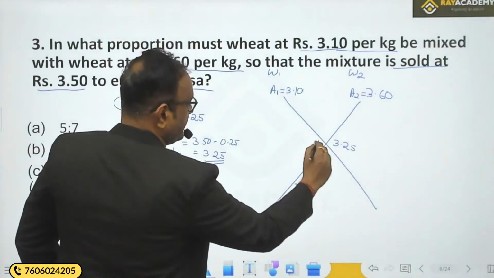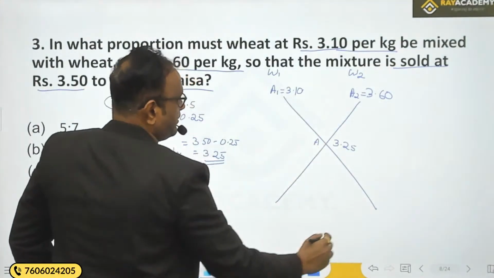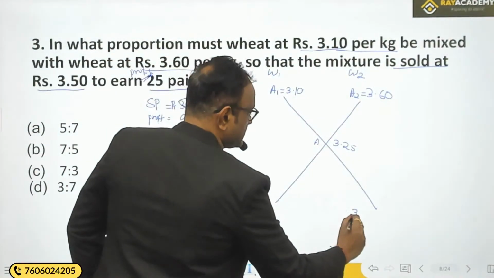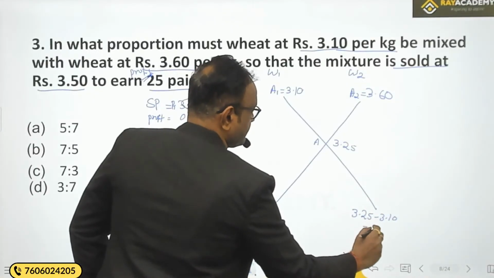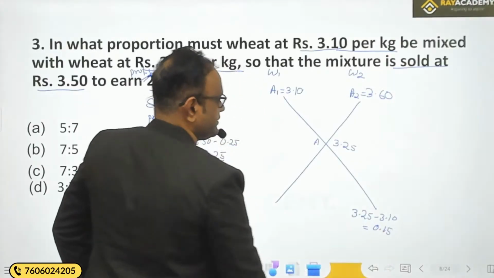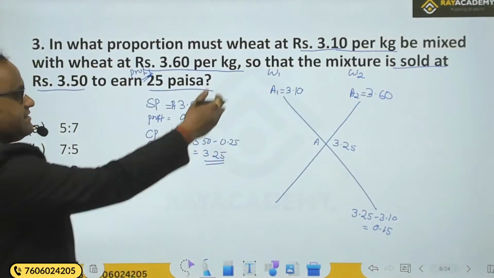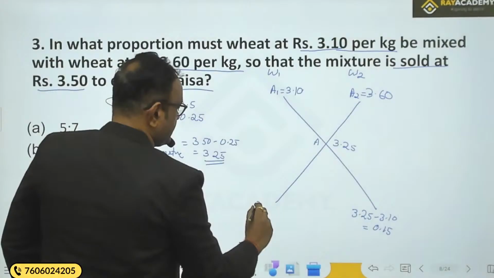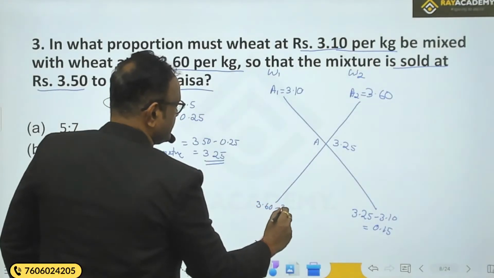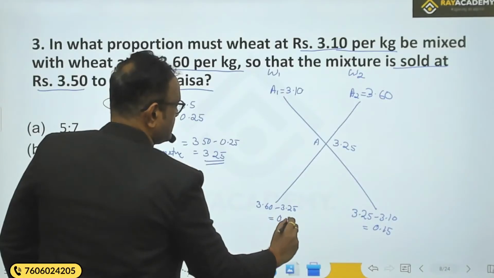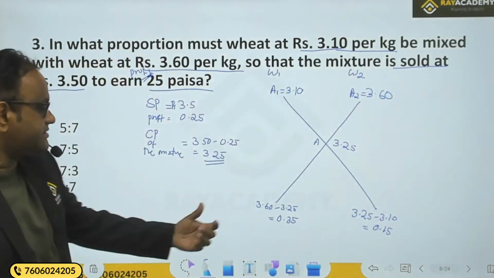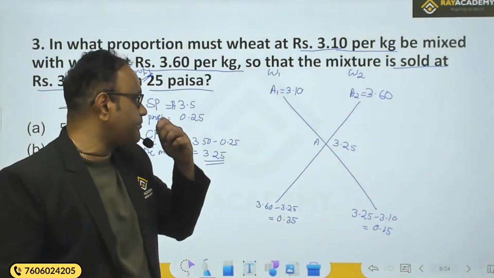Now along this line, this is the difference between 3.25 and 3.10. 3.25 minus 3.10 is giving you 0.15. Correct? And along this line, the difference between 3.6 and 3.25. 3.60 minus 3.25 will give you 0.35. So this is 0.35, this is 0.15.